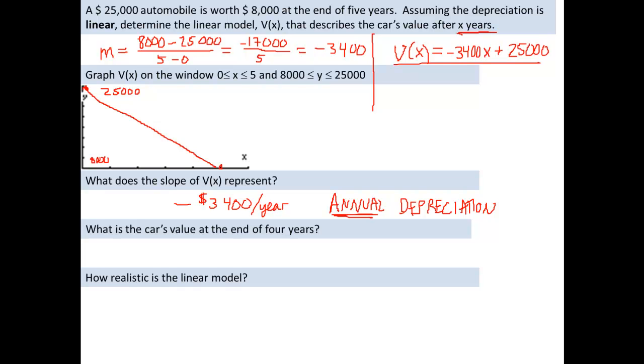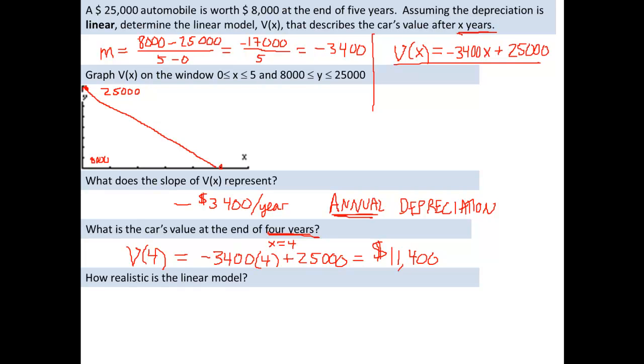What's the value at the end of 4 years? Remember, x represents time, represents years, so I'm plugging in x equals 4 into my equation. Negative 3,400 times 4 plus 25,000, and I get that the car is worth $11,400 at the end of 4 years. Now, of course, this model is going to have some problems, especially if we ask it to determine the value of the car, say in 10 years, and it tells us the car is worth negative $9,000.